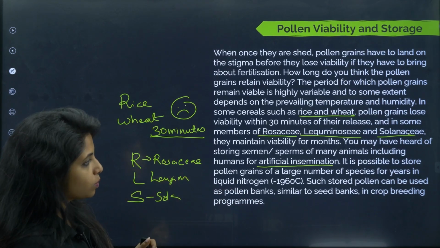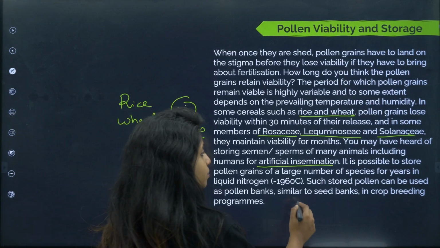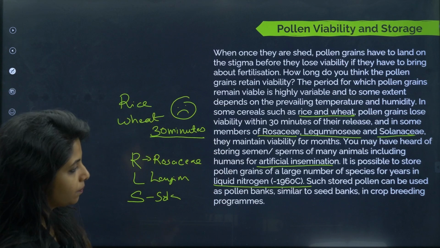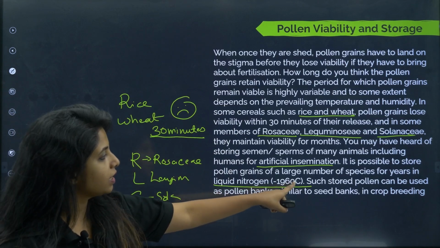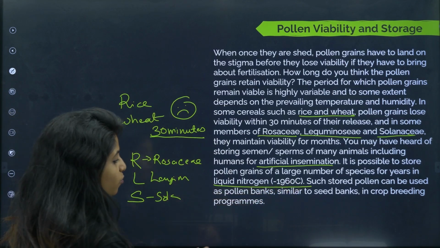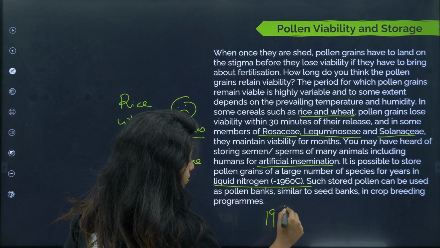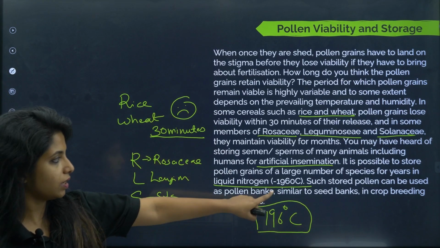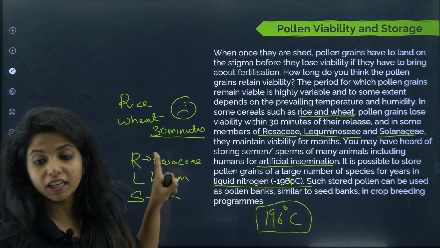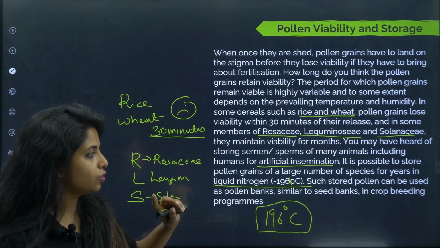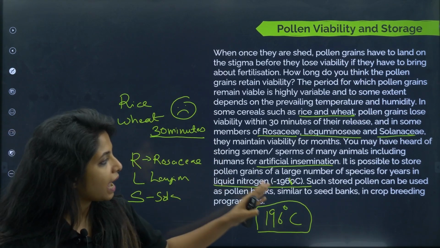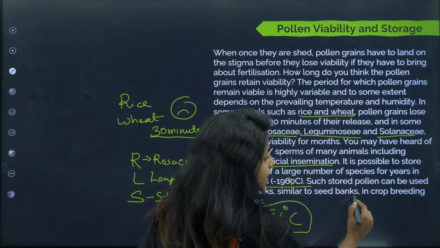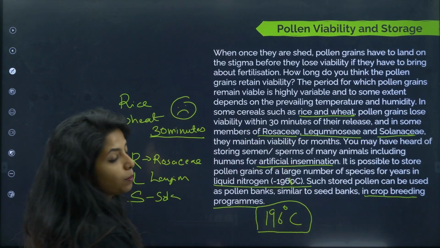It is possible to store pollen grains of a large number of species for years in liquid nitrogen. The degree is very much important. It is not 1960 degrees, it is minus 196 degrees Celsius. Only in liquid nitrogen can it be stored. Such stored pollens can be put in pollen banks and then used in crop breeding programs.